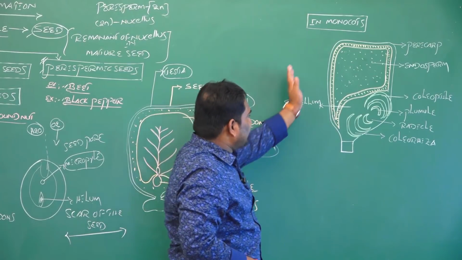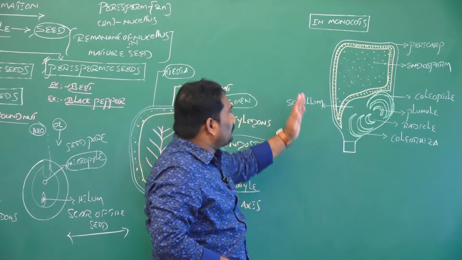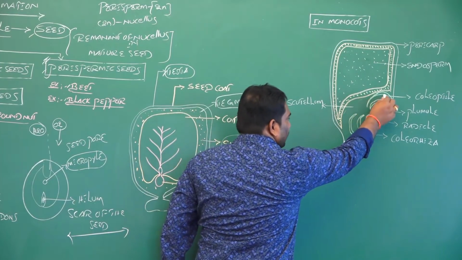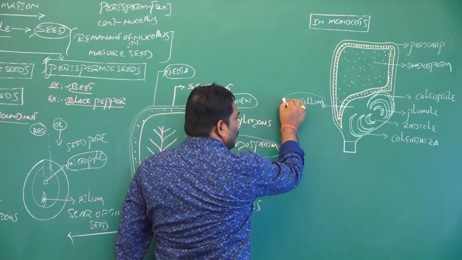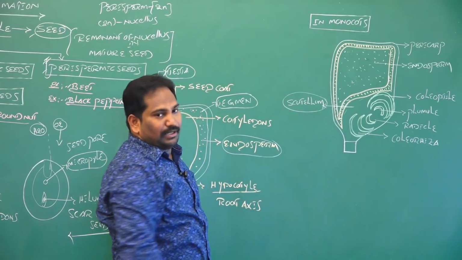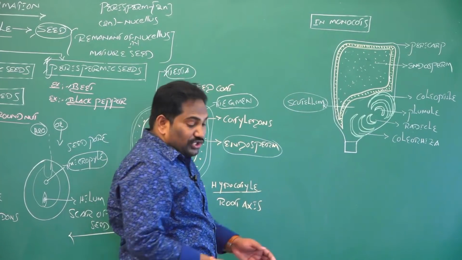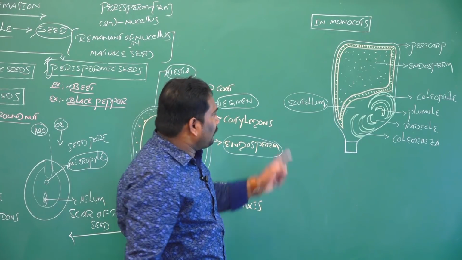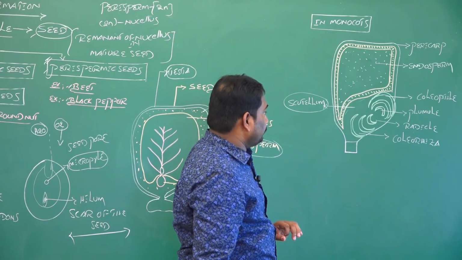In general, this is the basic structure of a seed in monocotyledon plants. In monocotyledon plants, the number of cotyledons is only one. That single cotyledon is called the scutellum. Its position is on the lateral side. Yesterday we discussed it. And one more important characteristic feature.